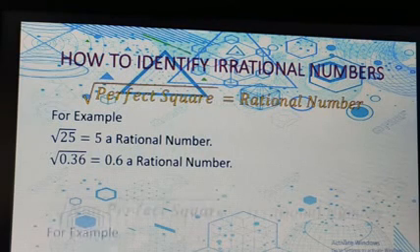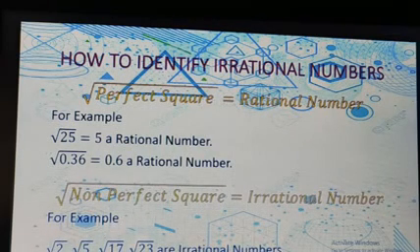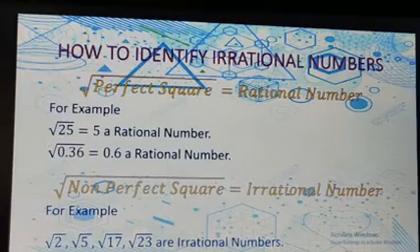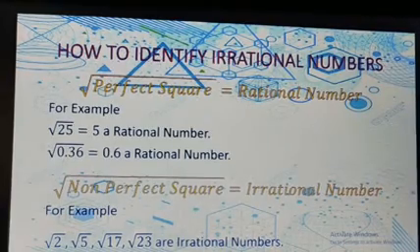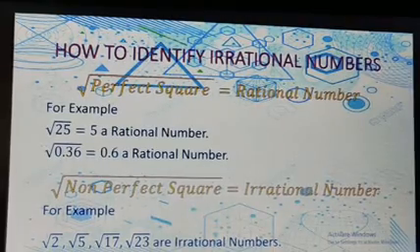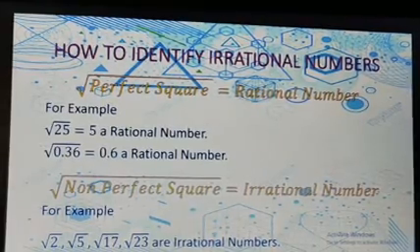If we talk about a number under root which is not a perfect square, it is an irrational number. For example, under root 2, under root 5, under root 17, under root 23. Here 2, 5, 17 and 23 are not perfect squares. So these numbers, which are in the form of under root of non-perfect squares, are irrational numbers.